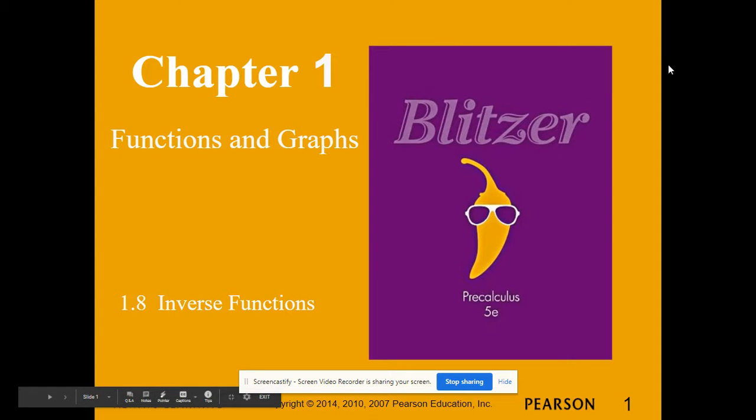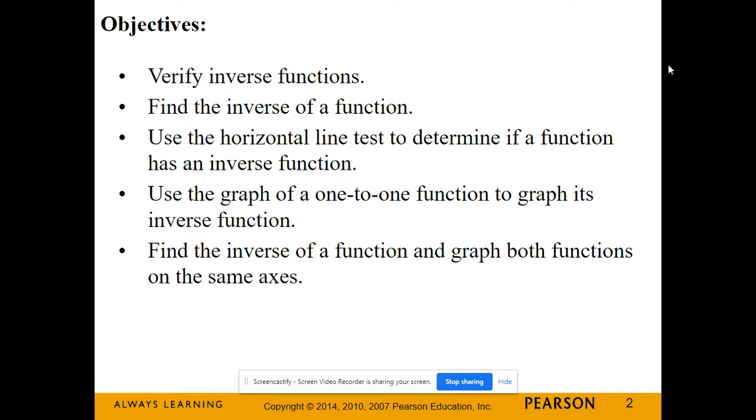Welcome to lesson 1.8, and we're going to be talking about inverse functions. So a lot of this we did touch on last year in Algebra 2. We're going to expand on it a little bit here. Let's take a look at the objectives.